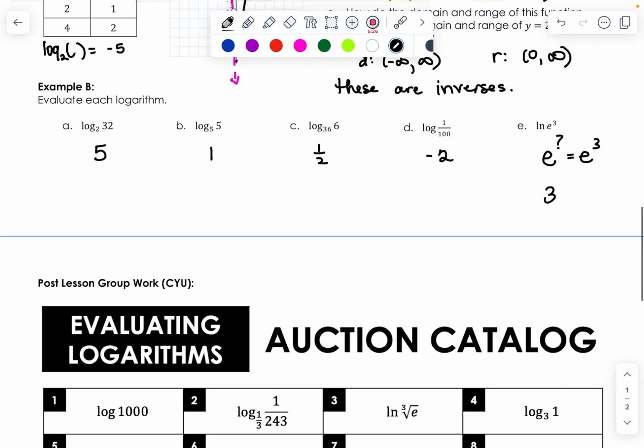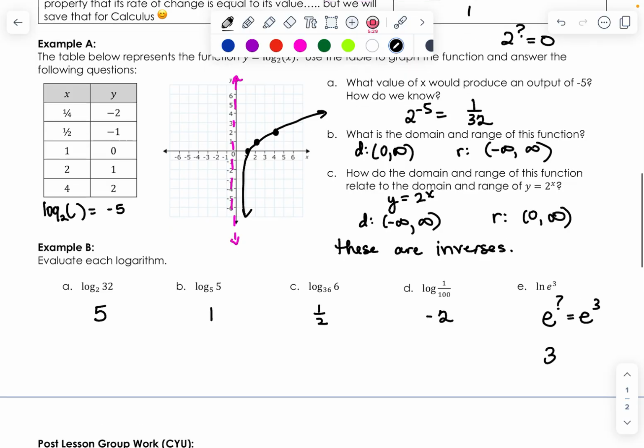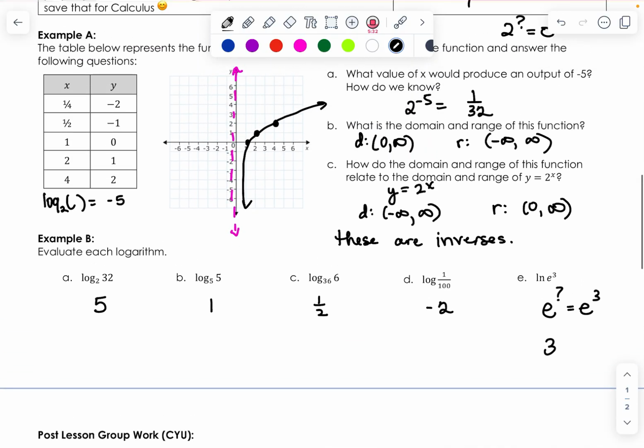It's 3. All right, so then what we're going to be doing in class is an auction. So it's going to be fun.